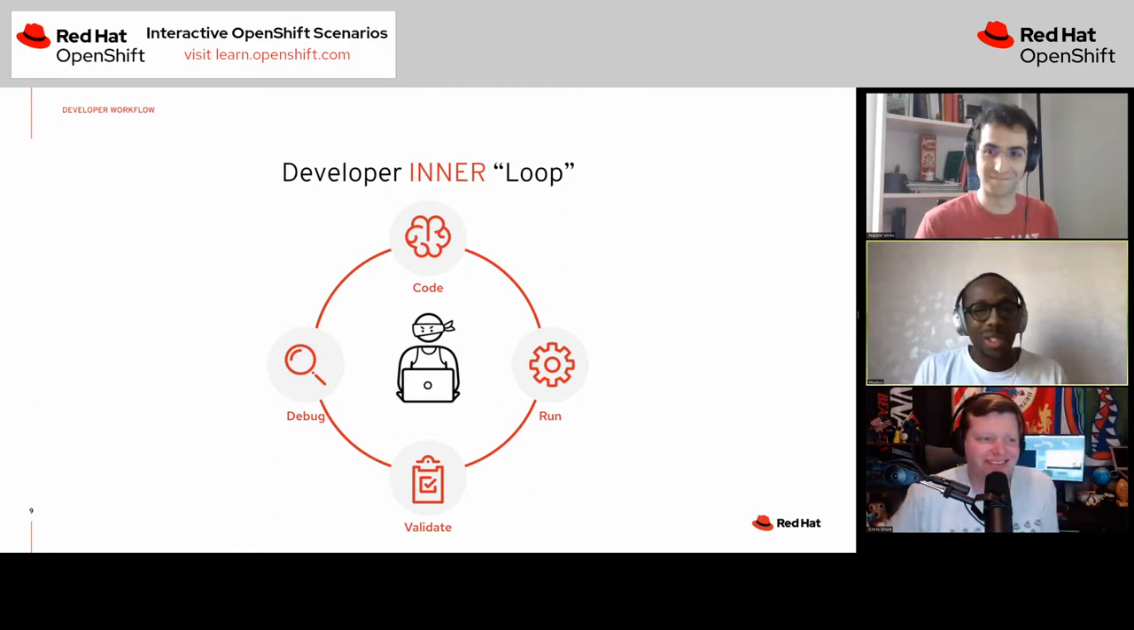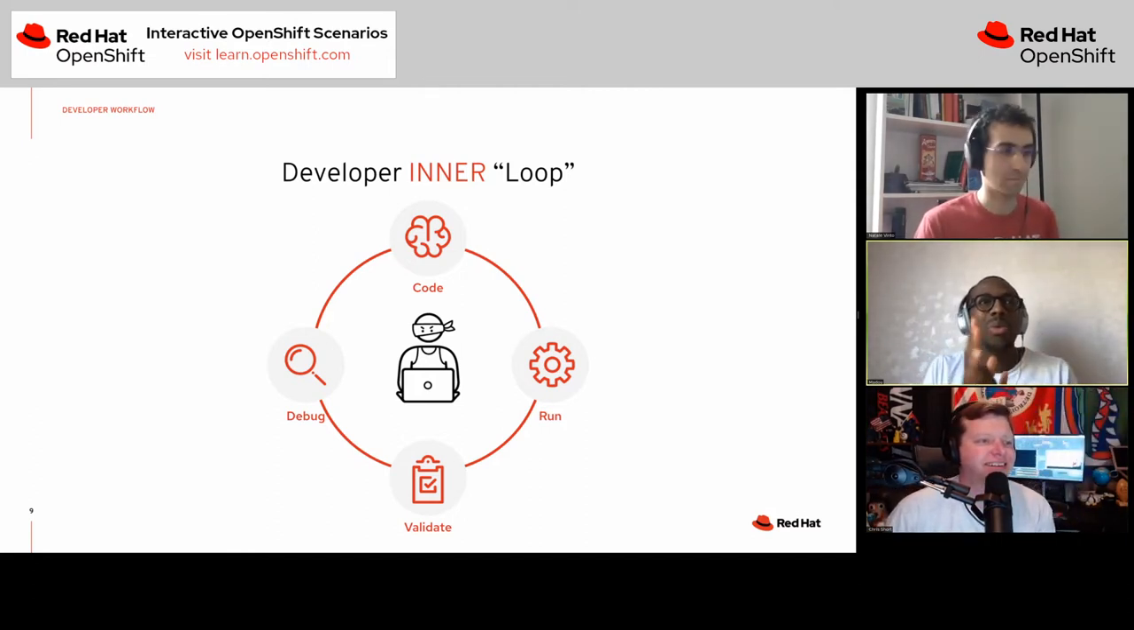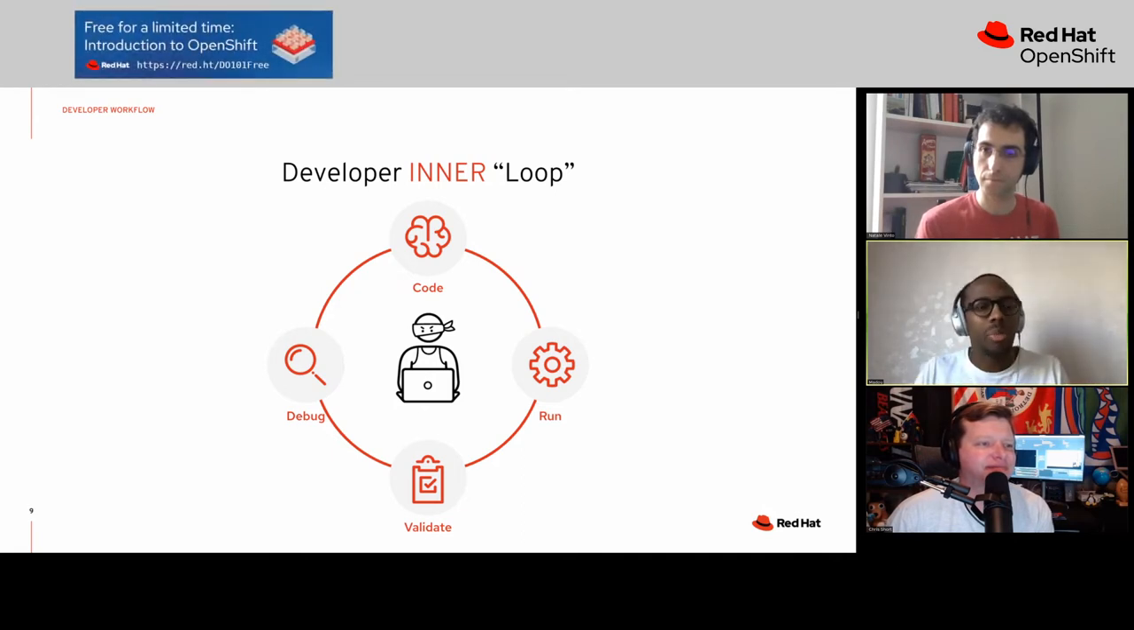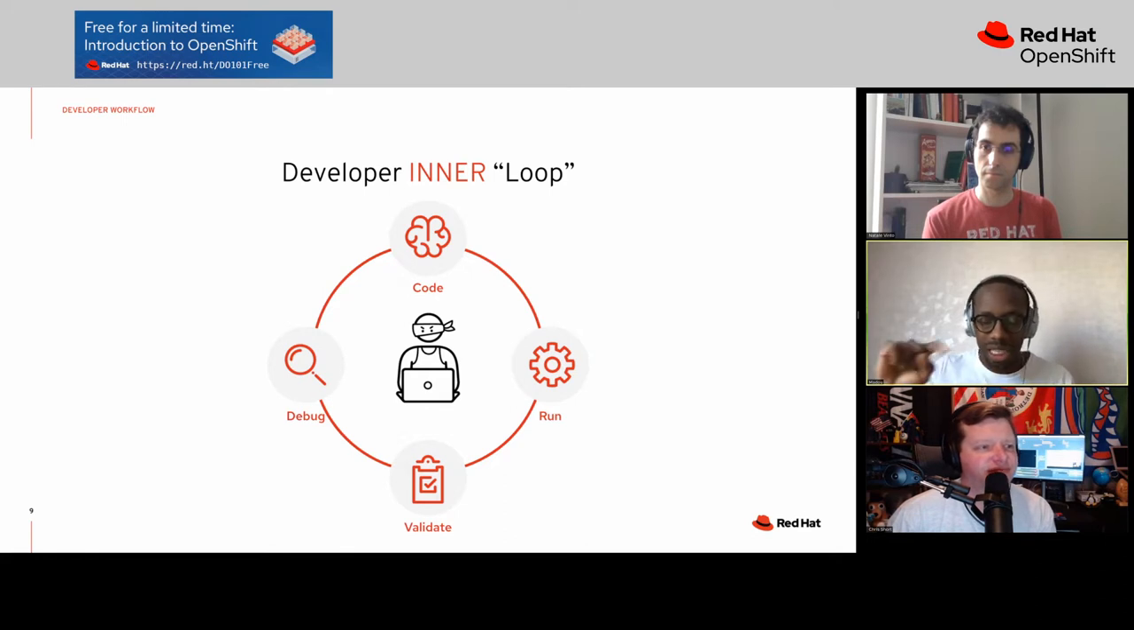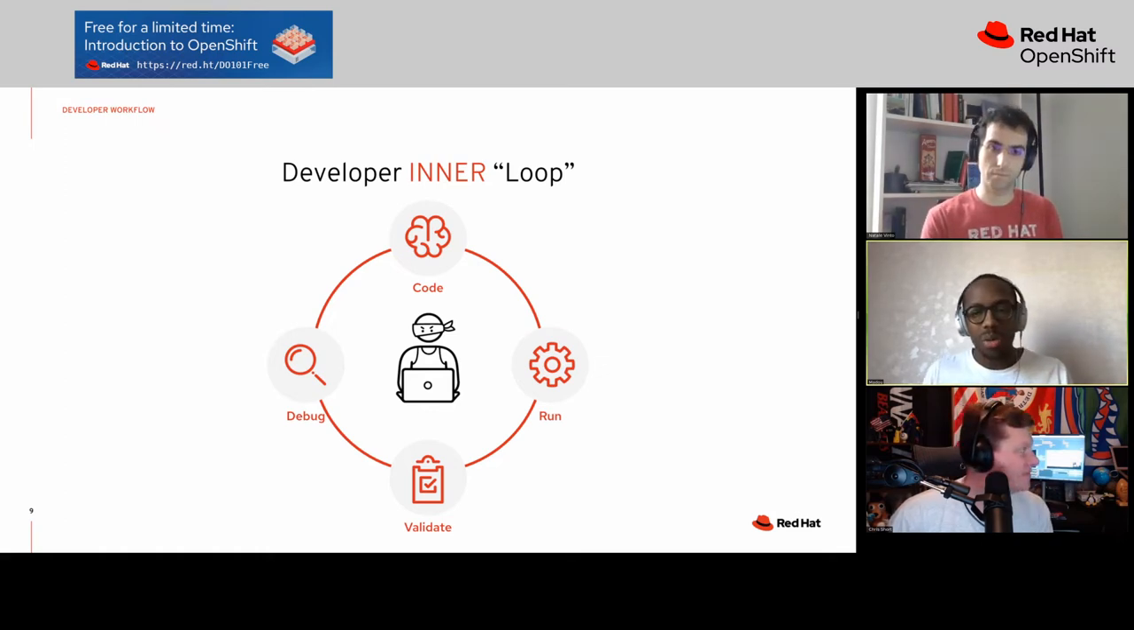Yes, exactly. So around this inner loop, basically it's kind of a process. Really the workflow around the developer. Basically what the developer is going to do a lot of the time in his life. So in order to create the application, we have this iterative process: first, we take a part of the business logic, and we implement it, which means that we are going to code. Then when we code that, we have to run it.